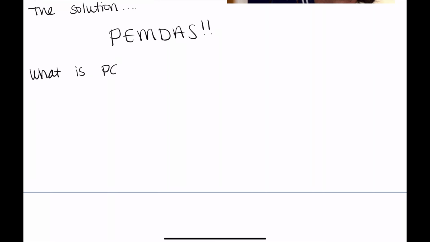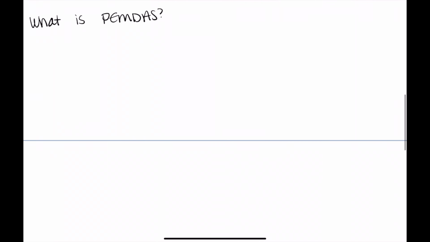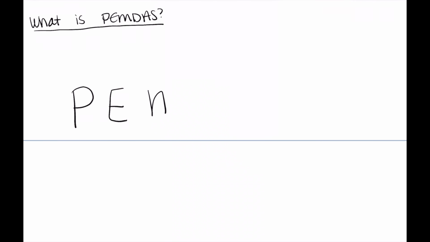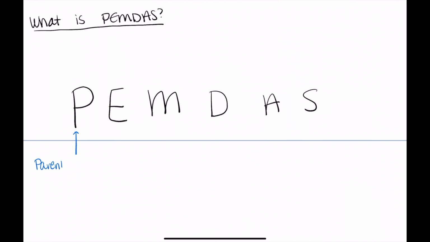So PEMDAS is the way that we're going to solve problems that look like that, right? We have multiple operations going on, and PEMDAS tells us the order that we have to solve the equation in. So let's see, what do all these letters stand for in PEMDAS? We have the P, E, M, D, A, and S. So to start off, the P stands for parentheses. So anytime you see parentheses or a grouping or brackets, that is our first step, and that is our parentheses. I'm going to draw the little symbols above the letters just so we can get a visual of it.